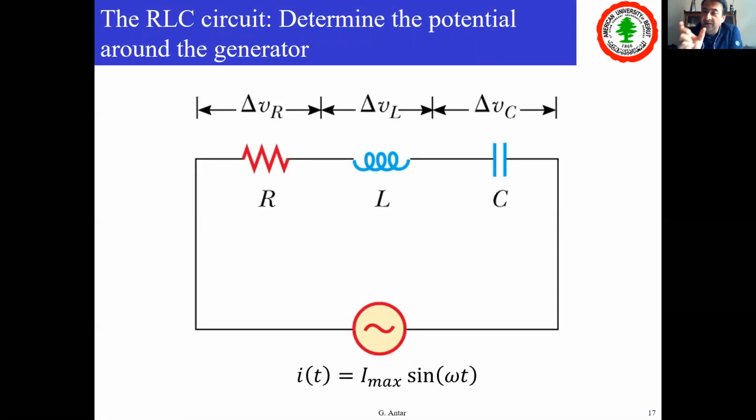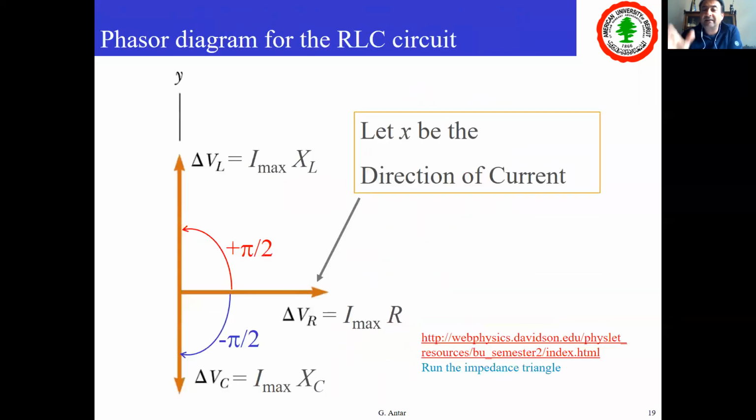So the issue is the following. I've given you I, and I want delta V around my AC power supply, my AC battery. So the question is, what's delta V of the battery? You can say that delta V of the battery is equal to delta VR plus delta VL plus delta VC. Delta VR gives me 0 phase difference, delta VL gives me plus pi over 2 phase difference, and delta VC gives me minus pi over 2 phase difference. So immediately I'm going to go to the phasor diagram to solve this issue.